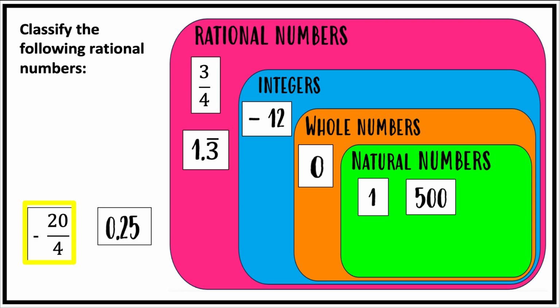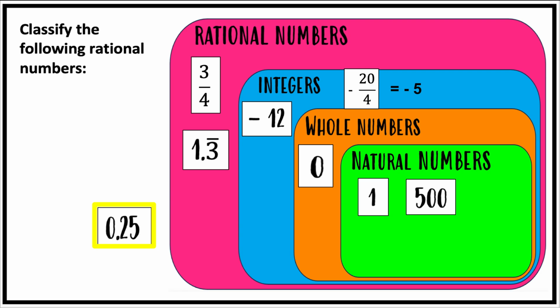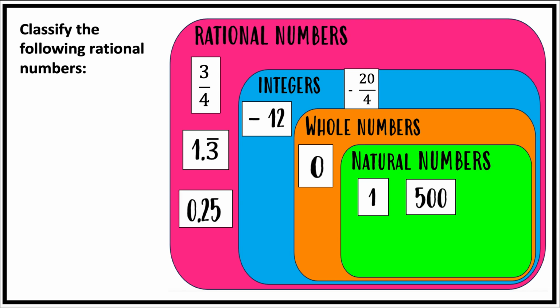-20/4 is an improper fraction, but yet when you simplify it, it equals -5, which not only classifies it as a rational number, but also an integer. 0.25 is a terminating decimal, which makes it only a rational number.